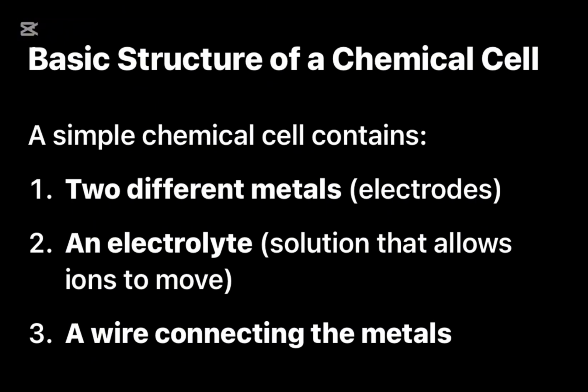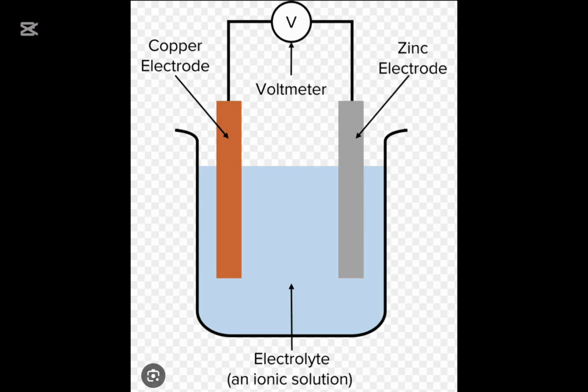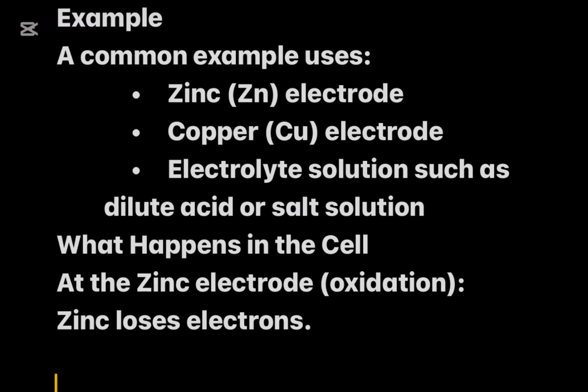The basic structure of a chemical cell is that it contains two different metals, which represent the electrodes, an electrolyte, and this electrolyte solution allows the movement of ions, and a wire connecting the metals. Now, here is a simple diagram showing the chemical cell. For example, you should see that in that particular structure, we have zinc and copper electrodes, with an electrolyte solution such as dilute acid or salts.